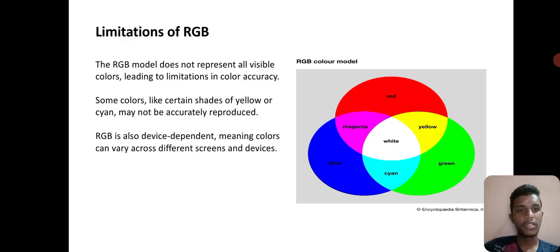And the limitations of RGB. The RGB model does not represent all visible colors, leading to limitations in color accuracy. Some colors, like certain shades of yellow or cyan, may not accurately reproduce, but RGB is also device dependent, meaning colors can vary across different screens and devices.